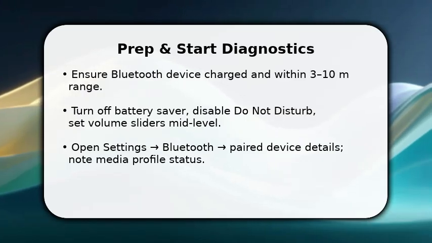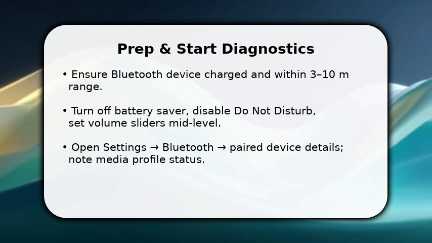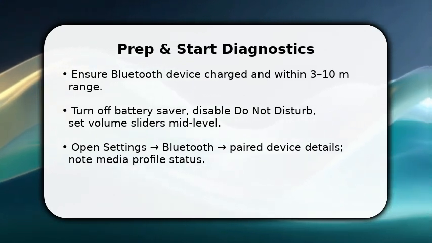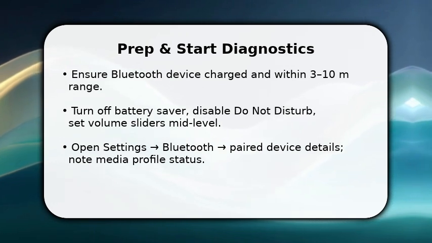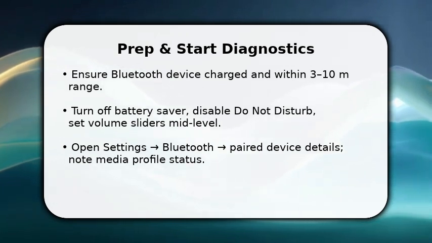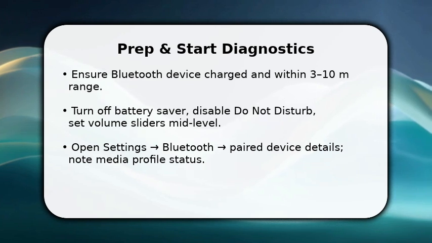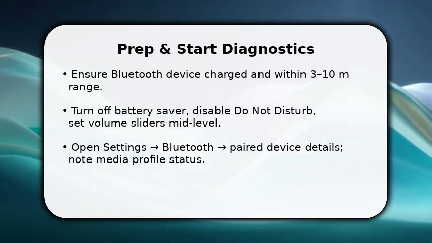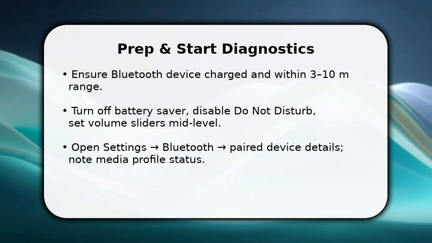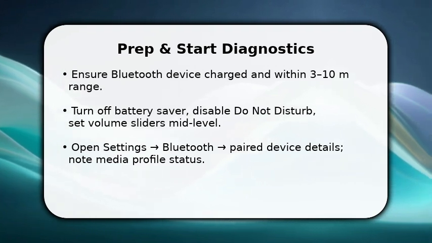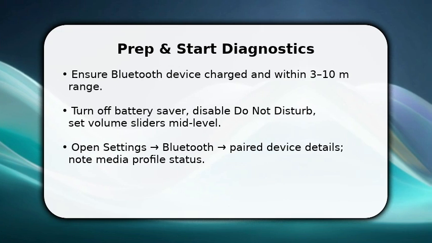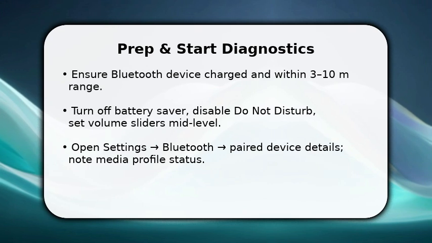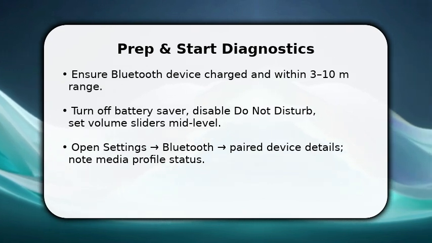You're starting with the basics that matter: hardware and system state. First, confirm the headset or speaker is on, charged, and less than 10 meters away so signal isn't the culprit. Once done, make sure Android isn't in battery saver or do not disturb because those can limit media volume. Now open Settings, go to Bluetooth, and tap the paired device to check profiles and media audio is enabled. This tells you whether the phone is routing sound correctly before deeper fixes.